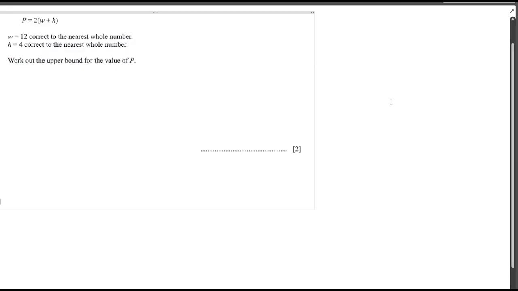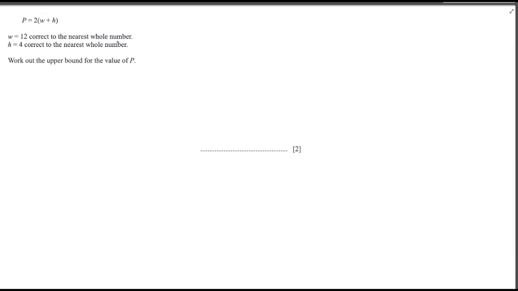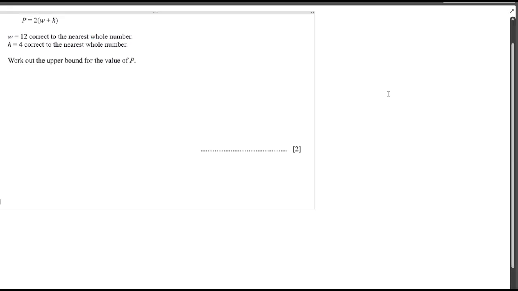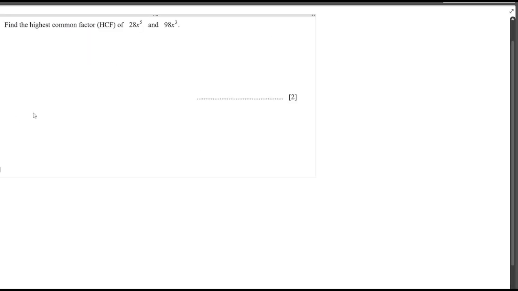Now p is given as 2 times w plus h. w is given corrected to the nearest whole number. h is correct to the nearest whole number. Work out the upper bound for the value of p. Now you can do this problem yourself. I will move to the next question.